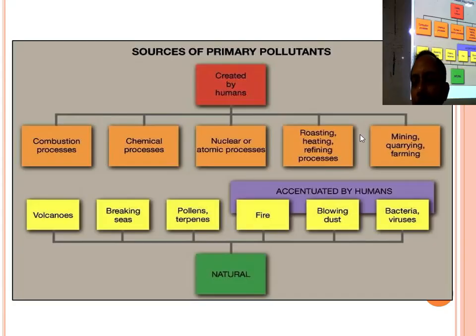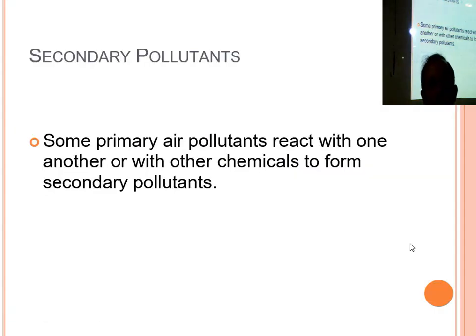Combustion, chemical, nuclear, roasting, calcination and roasting. This is the metallurgical process industry. Mining. And natural sources: volcanoes, breaking seas, pollen, terpenes, fire. These are natural sources. And these are accentuated by humans, meaning we are enhancing this problem more.